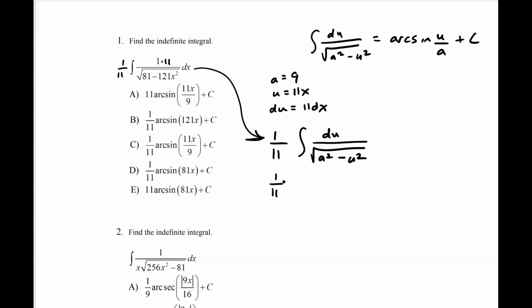So this is 1/11th times the arc sine of u over a plus c. And so we just have to back substitute in for u and a, and then we're done. So the answer is 1/11th times the arc sine of 11x over 9 plus c. And so this is going to line up with which one of these choices? It looks like it lines up with c. 1/11th arc sine of 11x over 9 plus c.